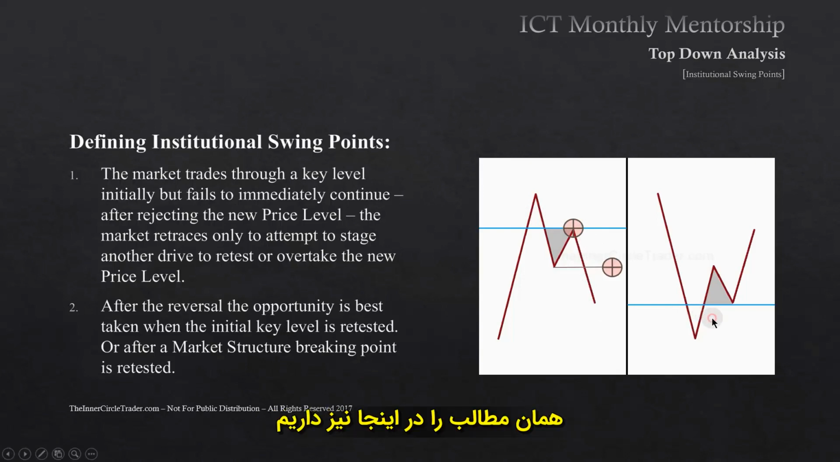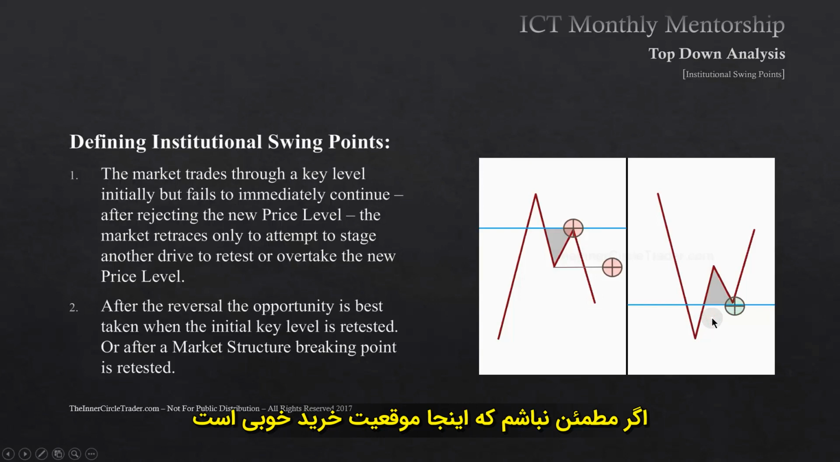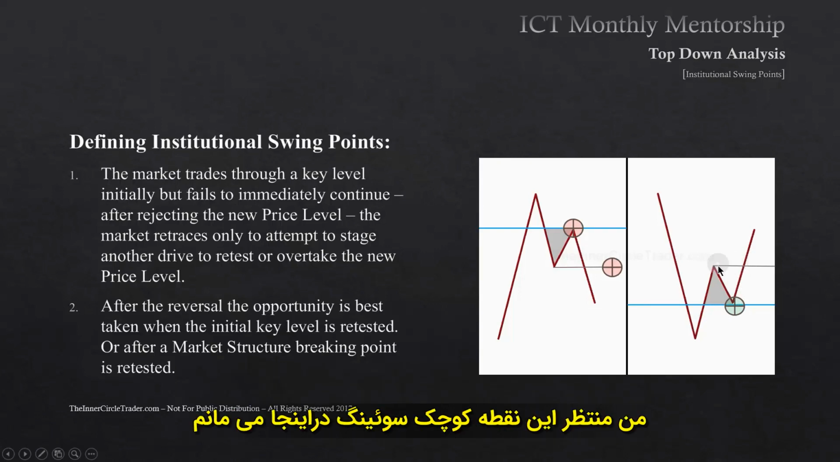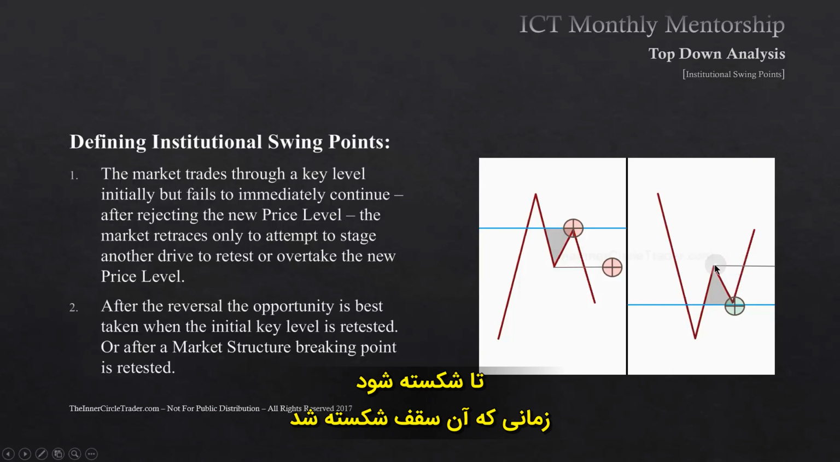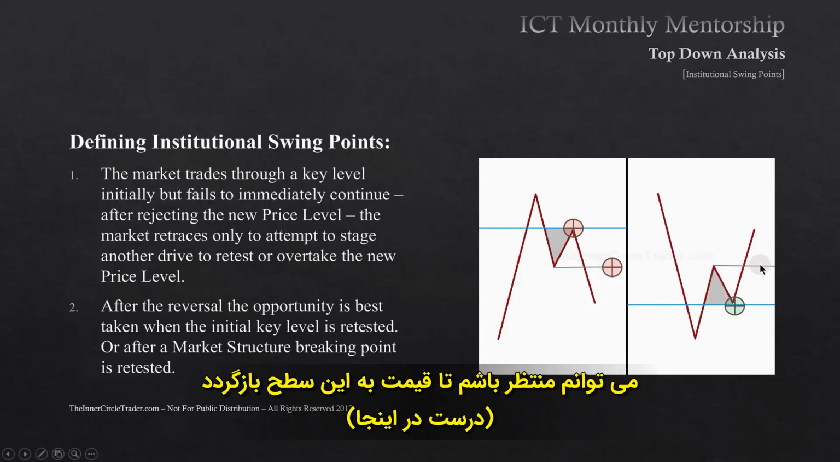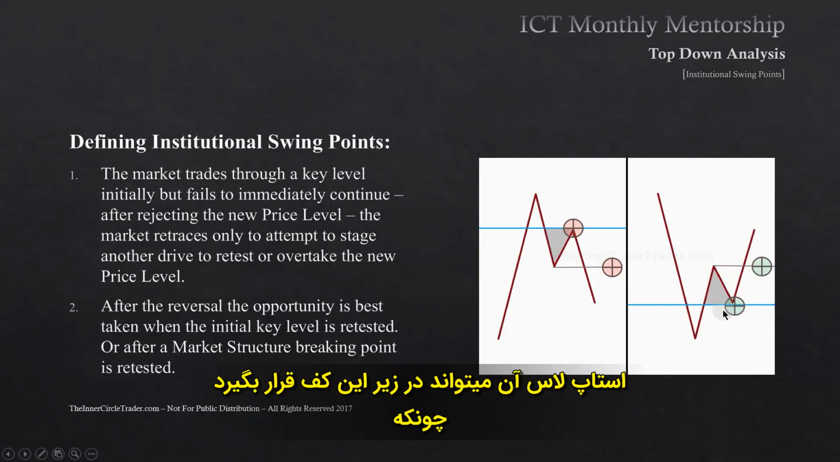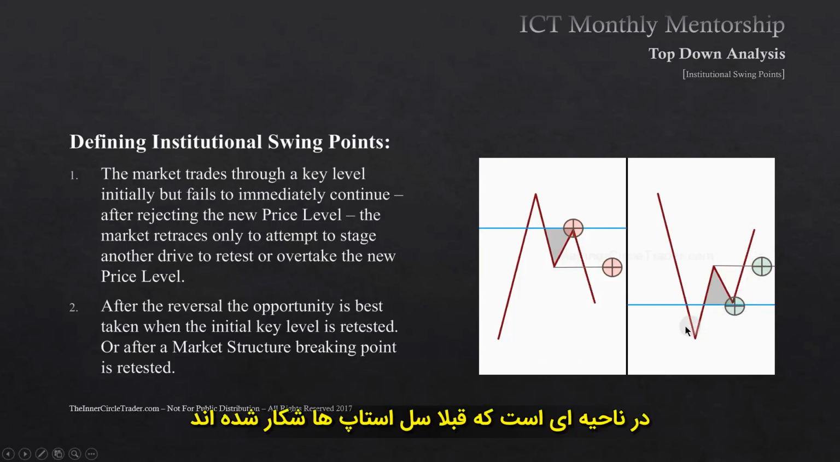The same thing can be said here. If I don't know with a great deal of conviction that this is a good buy, or I miss it and it takes off, it's no problem. I'm waiting for this little swing point here to be broken. Once that high is broken, I can wait for price to come back down to this level right here. When this level is retraded down here, I can be a buyer with a great deal of confidence that my stop loss can be placed just below this low, because it's going to be in an area where they had already ran the sell stops.